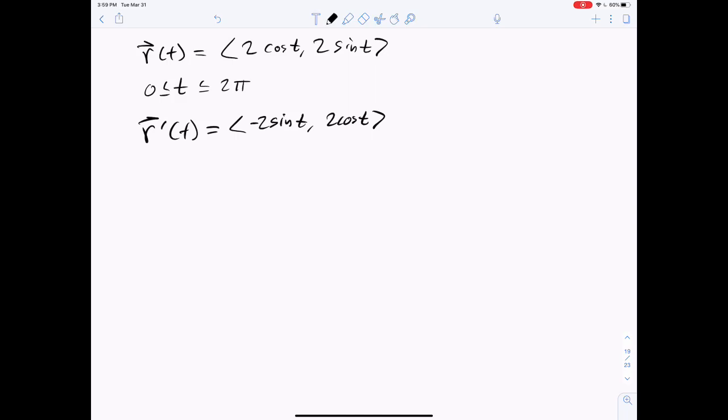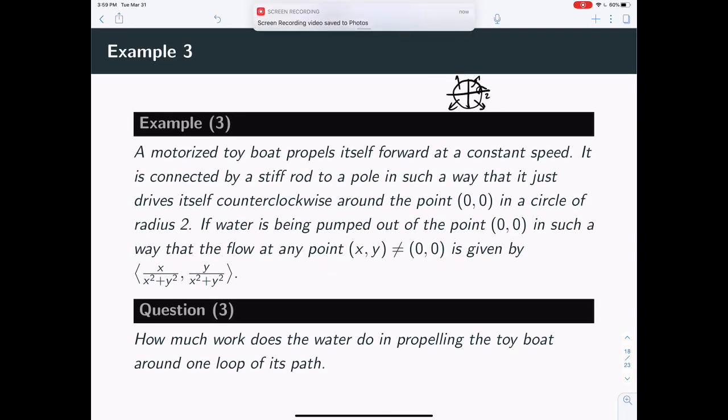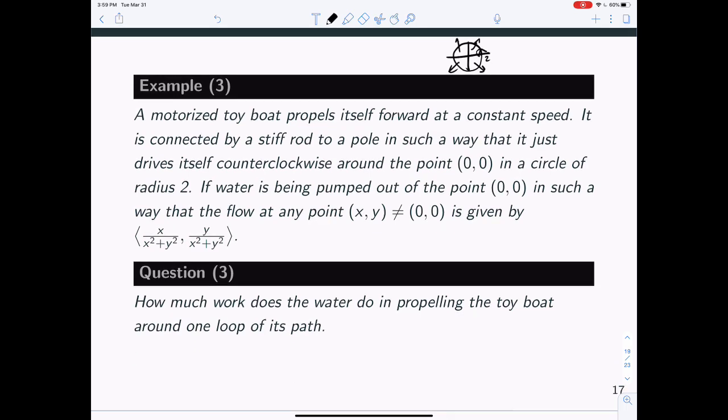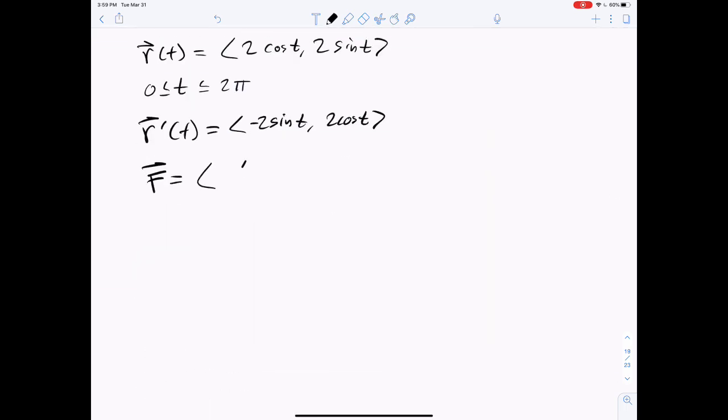And the vector field F, what did they say the vector field was? So here's x over x squared plus y squared, and then y over x squared plus y squared. So that's the vector field.